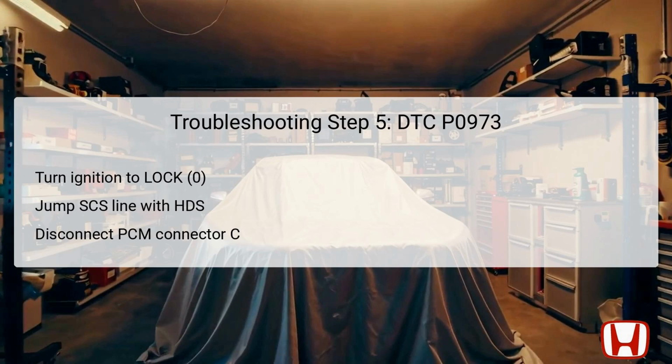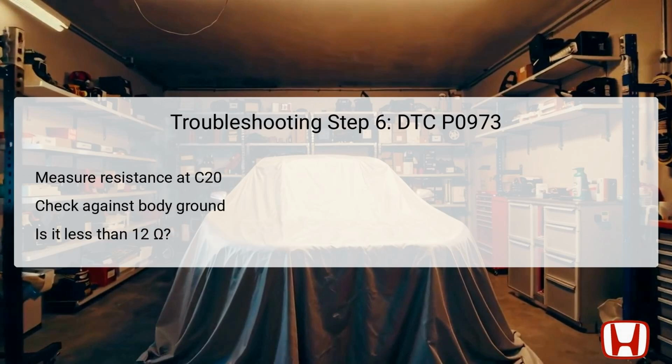Now, with the PCM Connector C disconnected, the next task involves measuring the resistance between terminal C20 and body ground. This step helps determine whether a short or electrical fault exists within the solenoid circuit. Using a multimeter, if the measured resistance is below 12 ohms, it typically indicates a healthy circuit connection and suggests that the solenoid and associated wiring are functioning correctly without significant resistance.